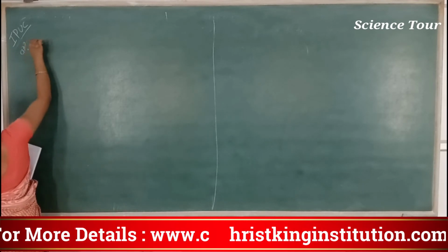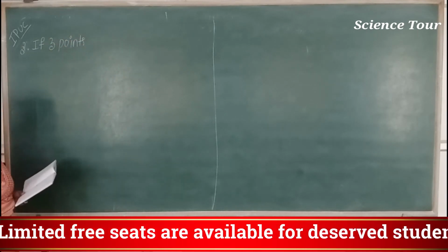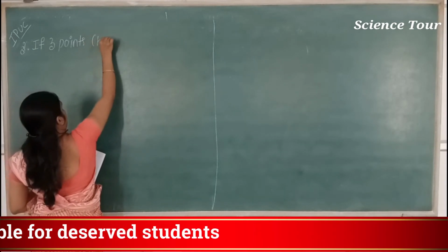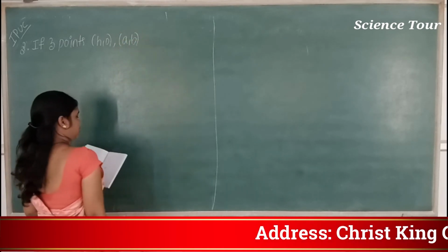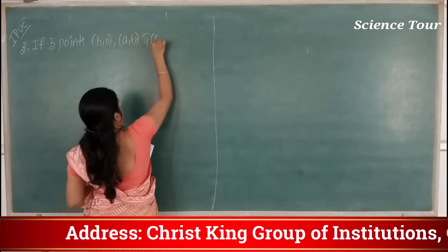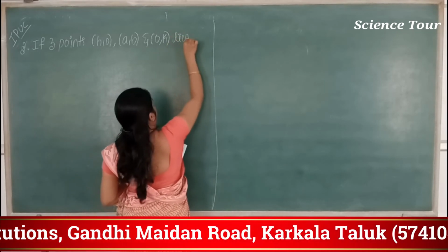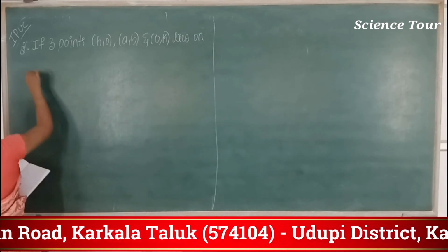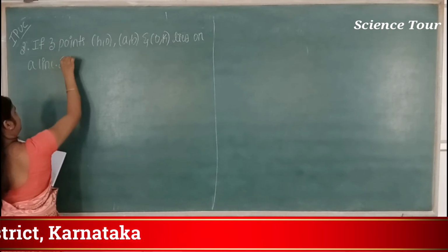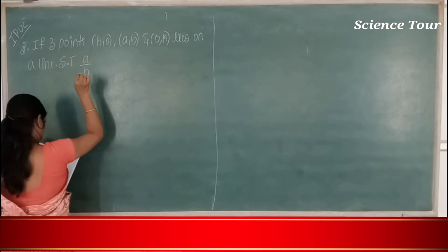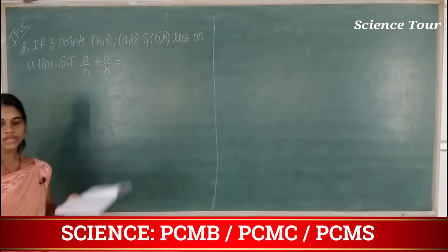If 3 points (h, 0), (a, b) and (0, k) lie on a line, show that a/h + b/k = 1. Okay, so this is your question.